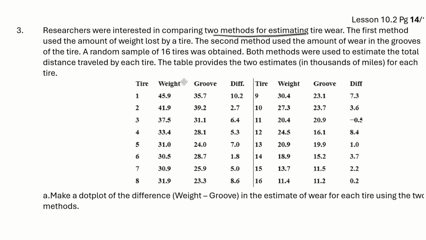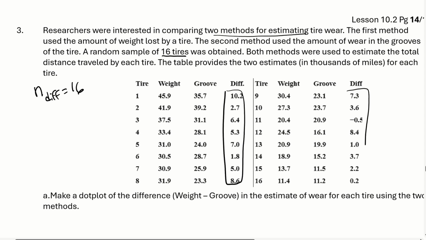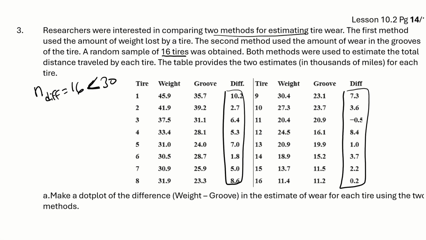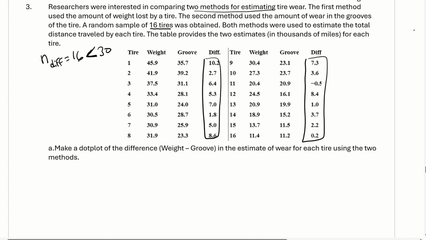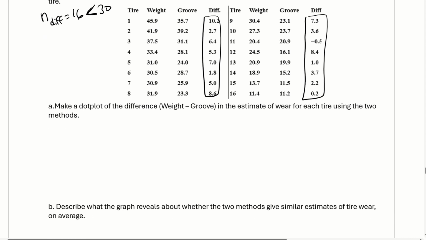And it says 16 tires was obtained, so that means my n difference is equal to 16. And we're looking at just the differences, right? So we're just focusing on that. So 16 of them. And we know that this is less than 30, which means that we need to make a graph as one of the requirements for the test. Okay, so they want us to make a dot plot. So let's go ahead and make a dot plot.